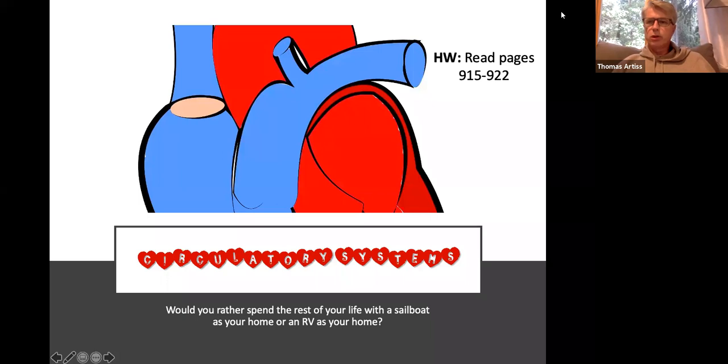If you would like to get more information on the circulatory system, there's a few pages that you can read in your textbook, pages 915 to 922. We'll also cover some of the same basic information on the circulatory system that I cover today.